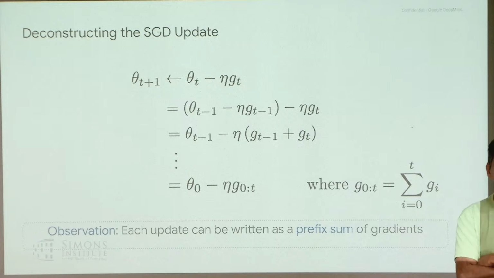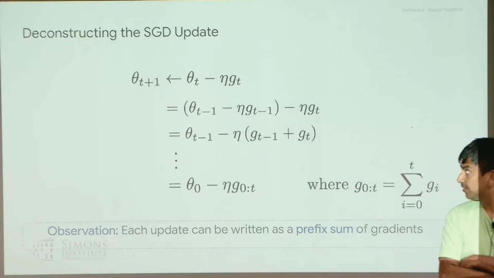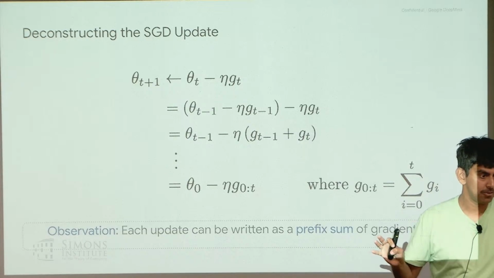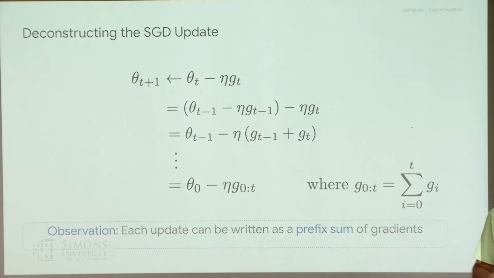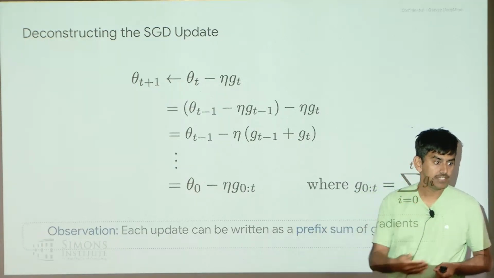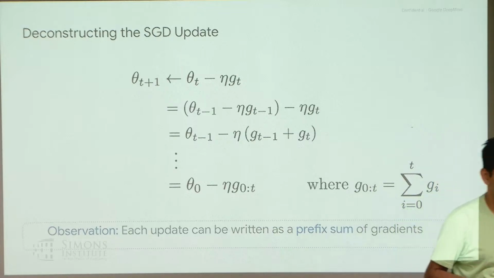So let's try to deconstruct the SGD update, the stochastic gradient descent update. I'm describing this without projection; there is something called projected gradient descent, but what I'm talking about here is no projection, and typically in deep learning model training, you never do projection. If you deconstruct the SGD update, the recursive update, you will see that you have an initial state, and then you are essentially computing a prefix sum of the gradients you have seen so far with some scaling learning rate, right?